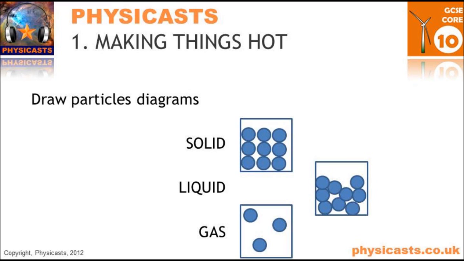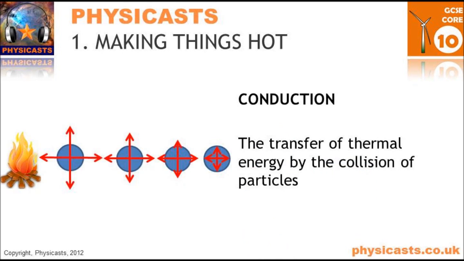Right, now that we've got the three states of matter sorted, we can look at the 4 ways that you can transfer thermal energy from A to B. The first one is called thermal conduction. Thermal conduction is the transfer of thermal energy by the collision of particles.